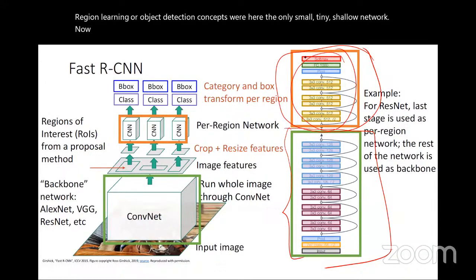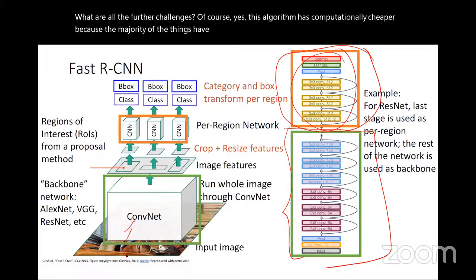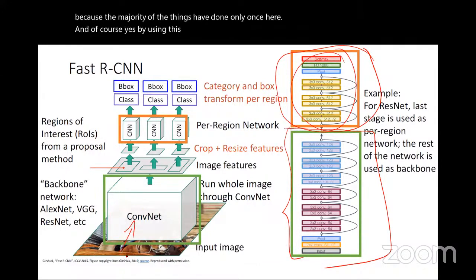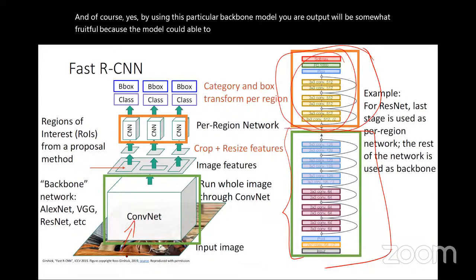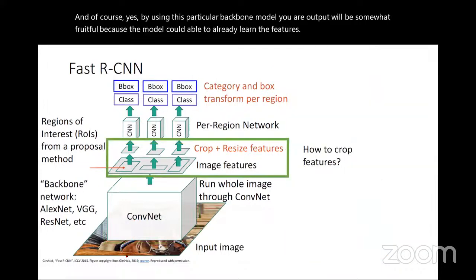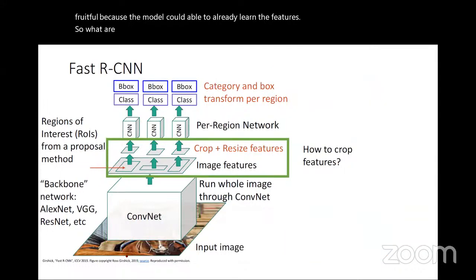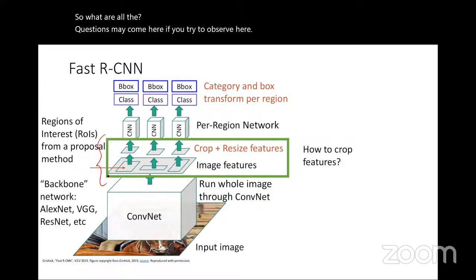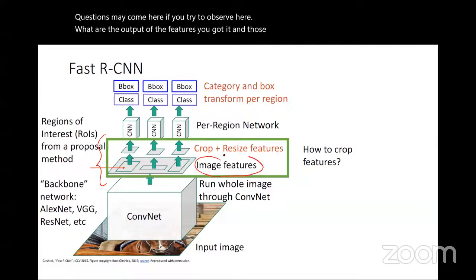Now, what are all the further challenges? Of course, this algorithm is computationally cheaper because the majority of the things are done only once here. And of course, by using this particular backbone model, your output will be somewhat fruitful because the model is already able to learn the features. So what are the questions that may come here? If you observe, the output features you got, you have passed to the selective search, that is also fine.